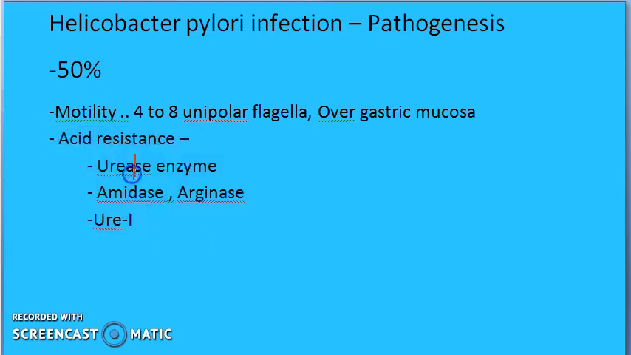So it is able to survive because of the motility and because of the acid resistance. So it is able to resist the acid, right? This is the main important point. How is it able to resist the acid? Because of urease enzyme, etc. enzymes.